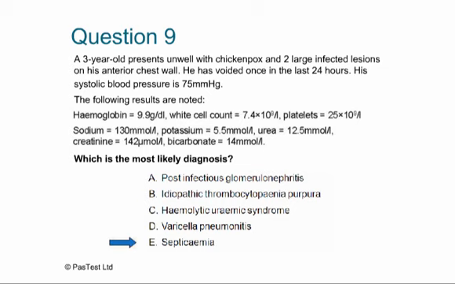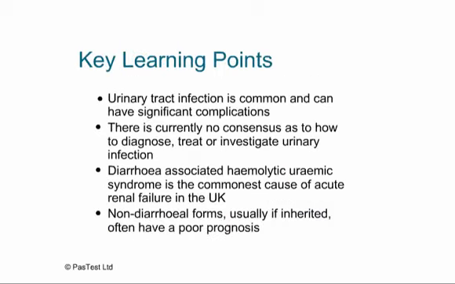So finally, the key learning points. Firstly, urinary tract infection is common and can have significant complications. Secondly, we've seen that the new NICE guidelines have recently outlined how to diagnose, treat and investigate urinary tract infection, although there has been some controversy about their use. Thirdly, diarrhea-associated hemolytic uremic syndrome is the commonest cause of acute renal failure in the UK. And finally, non-diarrheal forms, usually if inherited, often have a poor prognosis.